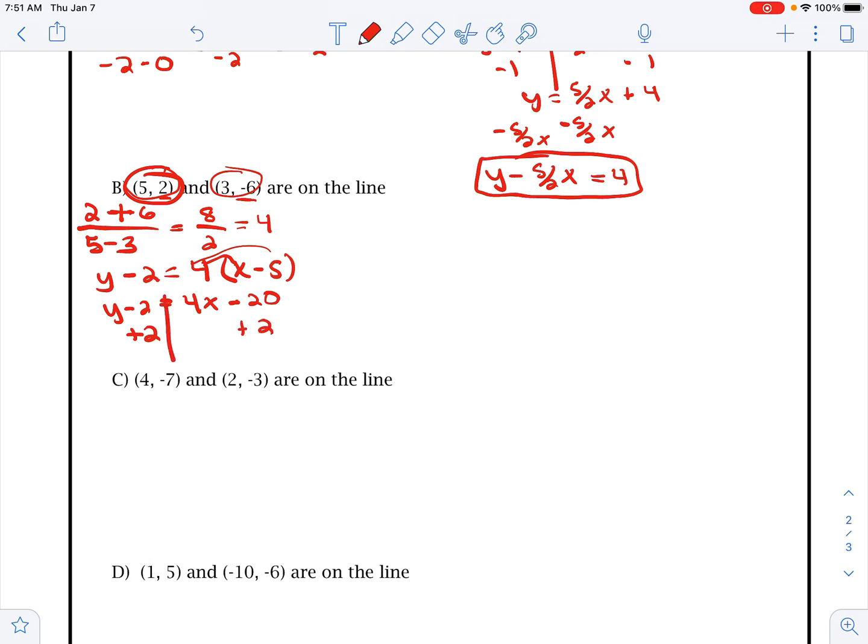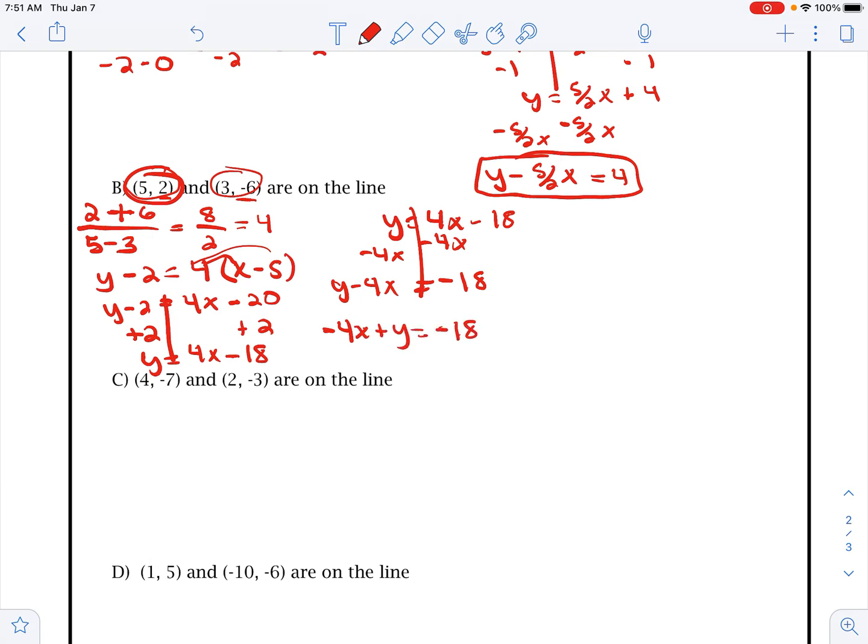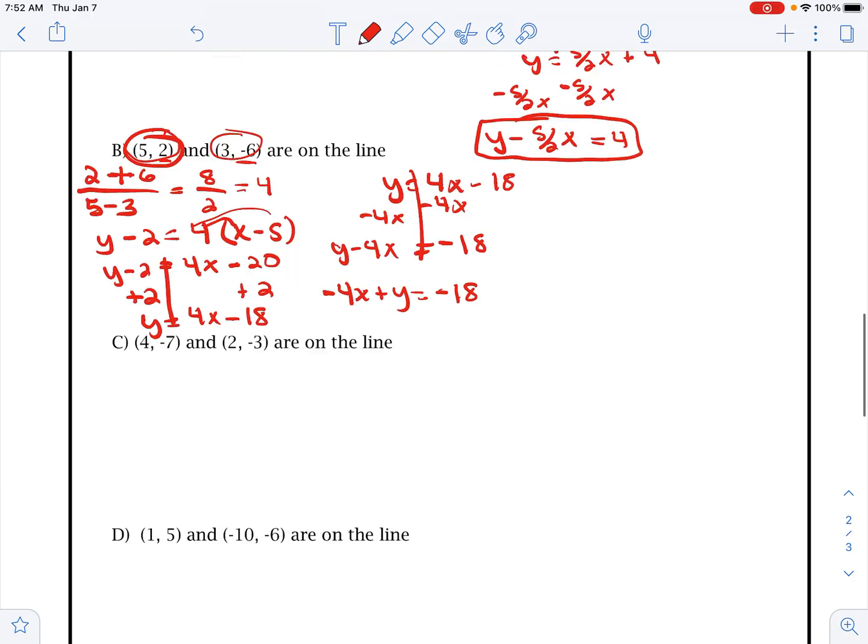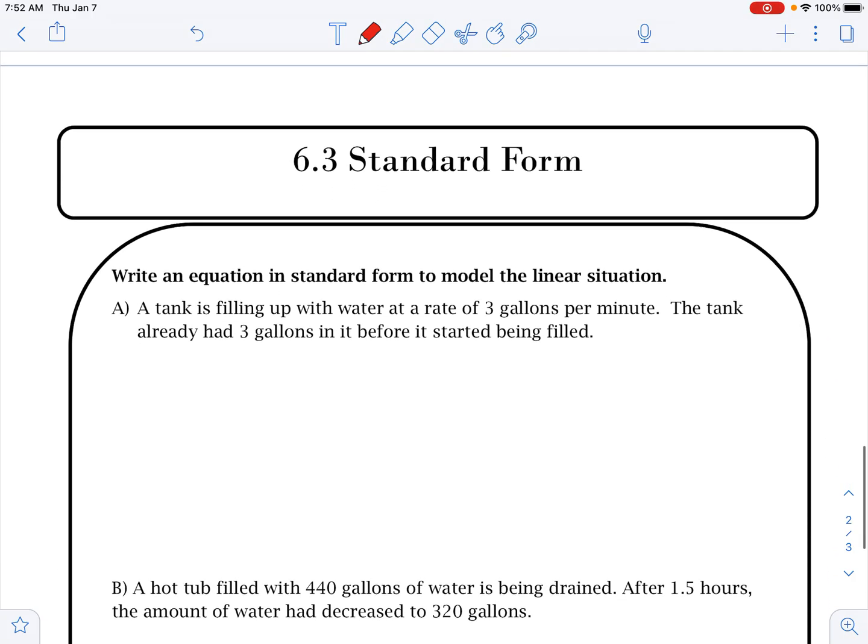Then we're going to add this 2, and you get y is equal to 4x minus 18. And then we're going to move that 4x over by subtracting it. So y minus 4x equals, don't forget, that's a negative 18. And then I just switch the order of the x and y. So negative 4x plus y equals negative 18. Again, you'll need questions C and D.